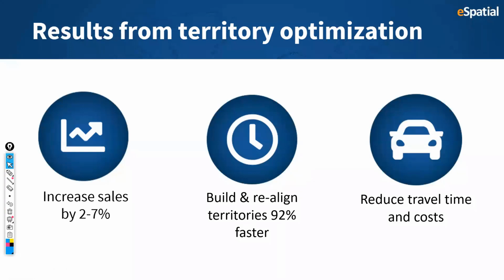Perfect. So the results are clear. A 2 to 7% increase in revenue is possible from optimizing your territories. No territories will either be too big or too small for one salesperson to operate in and to work in. Automatically optimizing your regions will save you weeks of realignment time. Equal territories will improve staff morale, and also will help increase the number of sales calls possible.